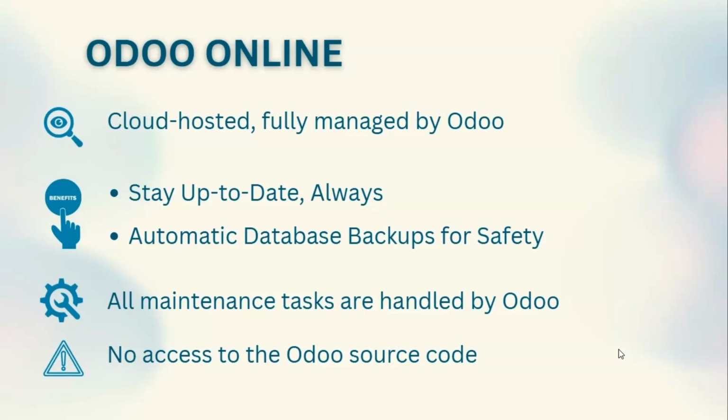You always stay on the latest version of Odoo with regular updates. All the maintenance tasks are handled by Odoo, so you don't need to worry about system upkeep. But it has one limitation, that is, Odoo Online users don't have the access to the source code, meaning you can't customize the core code for specific needs or advanced features.